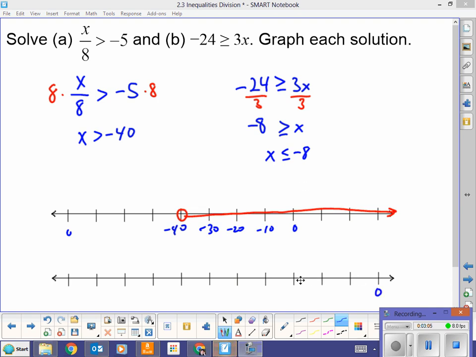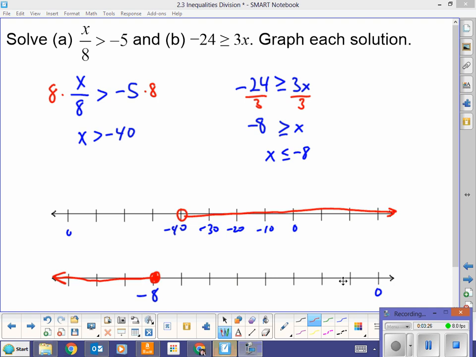0, 1, 2, 3, 4, 5, 6, 7, negative 8. And I'm going to use a closed dot here, and I want the numbers that are less than negative 8, so I'm going to the left. So there's my graph for problem B.